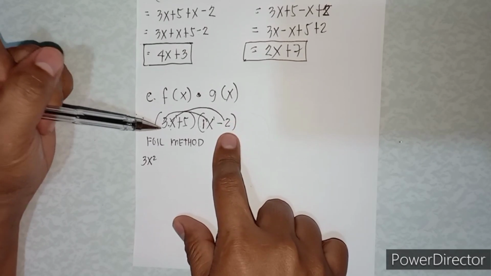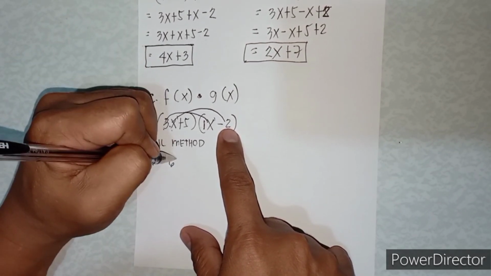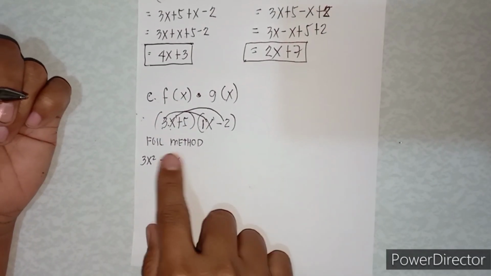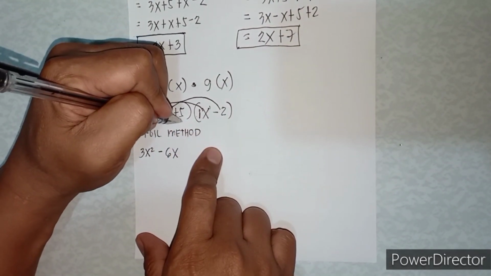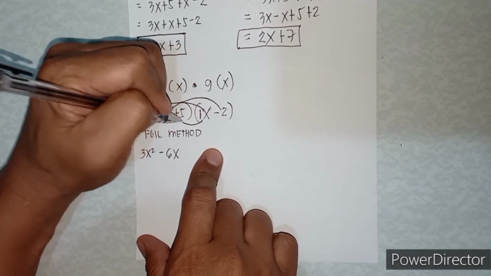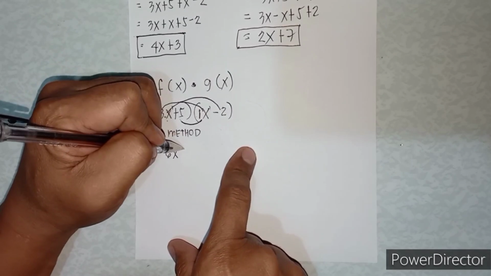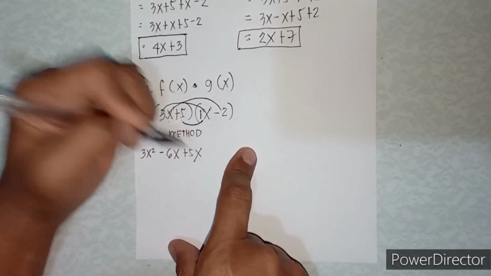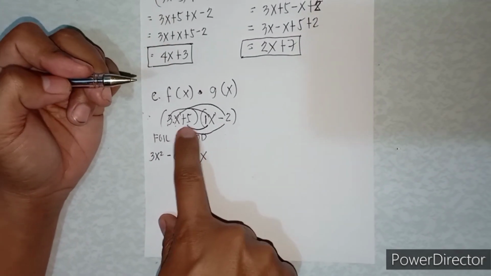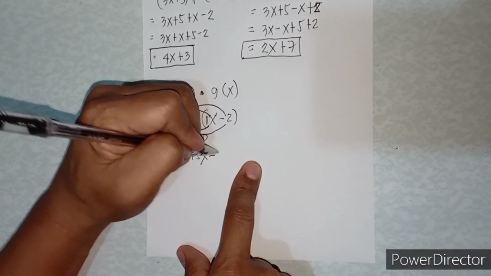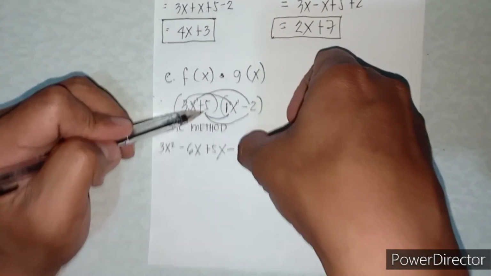Doon muna tayo sa number. 3 times negative 2, it will become negative 6. Then, copy x. Next is inside. Okay? Inside is positive 5 times 1x or x. Okay, 5 times 1 is 5. 5x. Positive 5, then copy x. Outside. Positive 5 and negative 2. 5 times 2 is 10, negative 10. Because multiplying different sign is always negative.